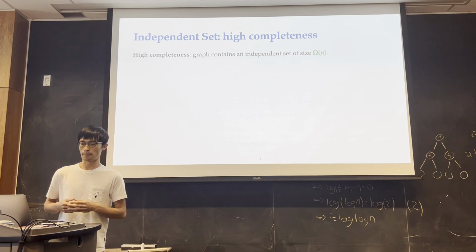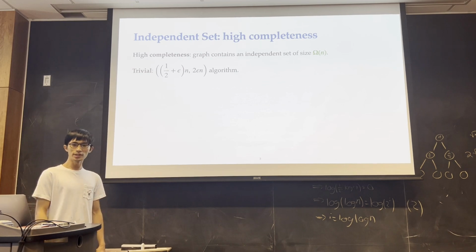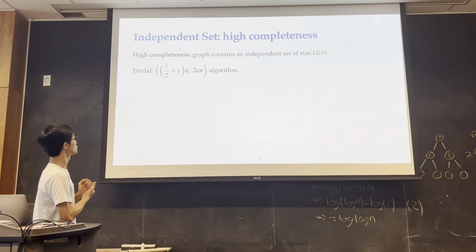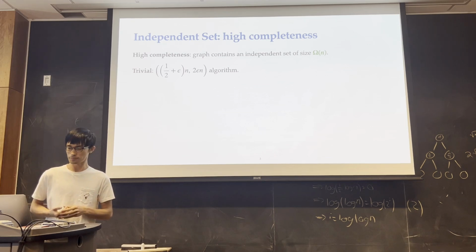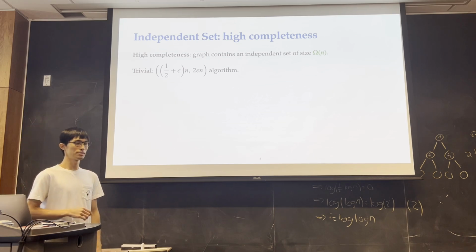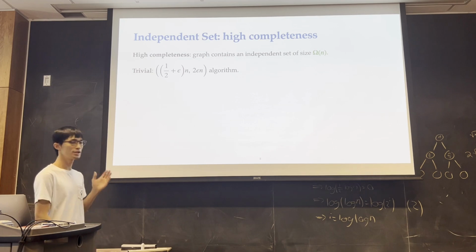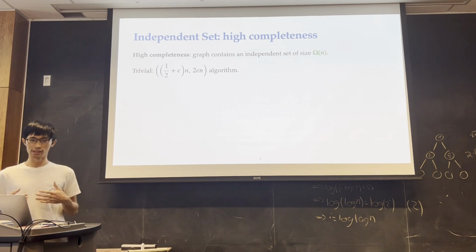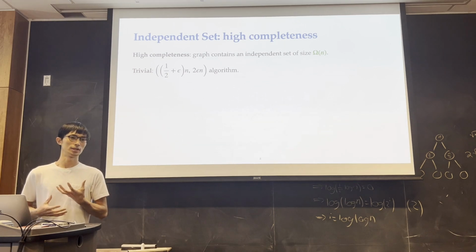So we have a much stronger guarantee. Can we do better? Here's a trivial algorithm. Suppose the guarantee is larger than half plus epsilon times n, so it's larger than half of the graph. Then there's an easy algorithm that gets 2 epsilon n. This is just by the simple two-factor approximation for vertex cover. So it's a very simple exercise. You can see this by noting that the complement of an independent set is a vertex cover.